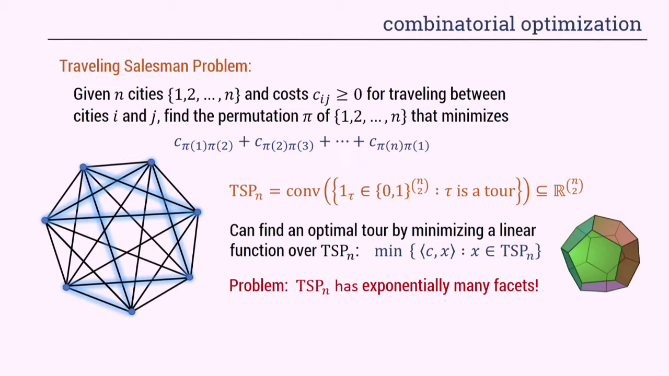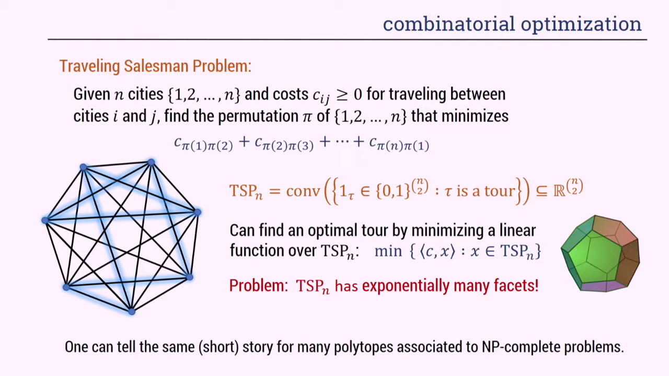And in general, you could tell the same story for many NP-complete problems, and it's not particularly surprising. Okay, you can't solve them by linear programming. You can't prove P is equal to NP just in the obvious way.